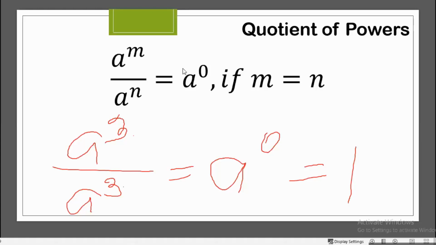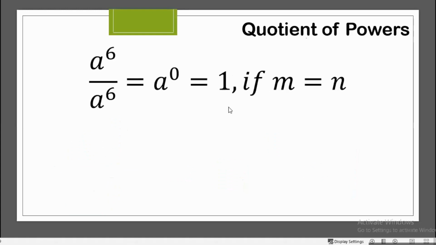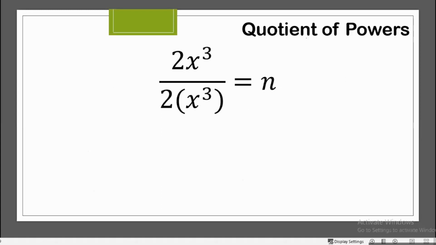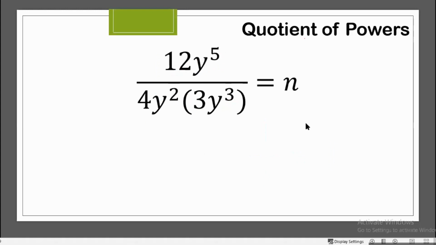So let's try this one. What's the answer there? 2 divided by 2. 2 divided by 2 is 1, di ba? Get their GCF. So 1 over 1. And then x cubed and x cubed. So it will be x raised to the 0 power. And kung natira 1 over 1, it will always be equal to 1. Okay? Next. How about this one?